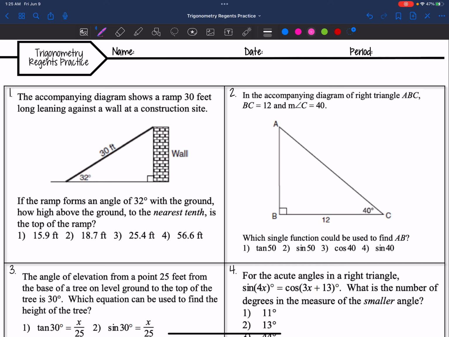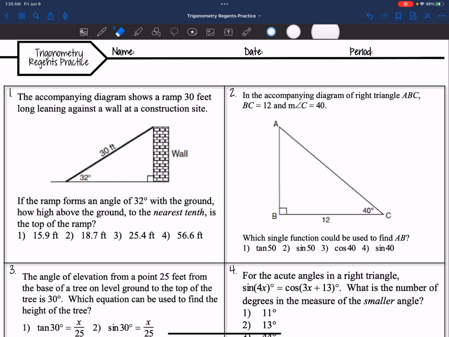Stay tuned. So we have number 1, it says that we have this diagram that shows a ramp that's 30 feet long leaning against a wall at a construction site. So they were nice enough to give us a diagram. We know that if we are doing trigonometry or any kind of word problem, if there is no diagram there, we give ourselves a diagram. But they were nice enough to give us a diagram for this example.